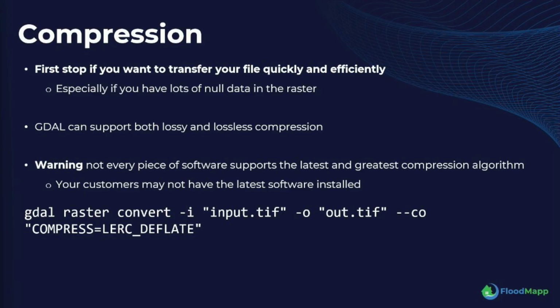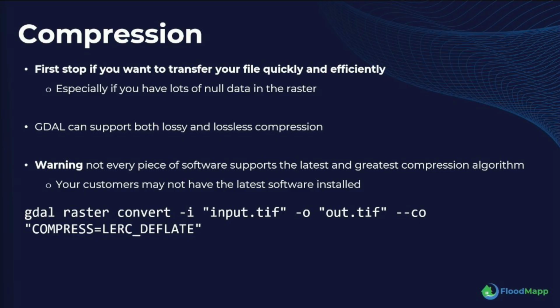I said before that it was a 14.5 gigabyte raster that compresses down to 120 megabytes. Okay, that's orders of magnitude smaller. We can do that really easily through the GDAL raster convert command. For those of you that have used the GDAL command line before, this is the new equivalent of what was the GDAL translate command. You can still use GDAL translate, they both work.